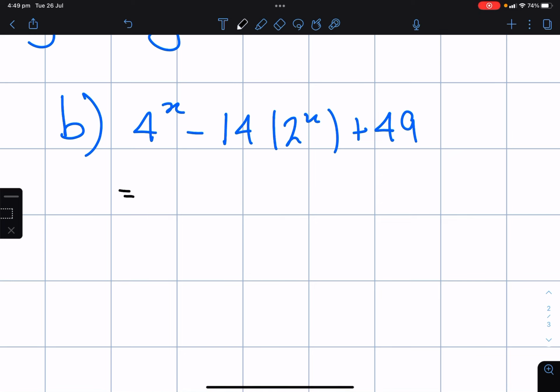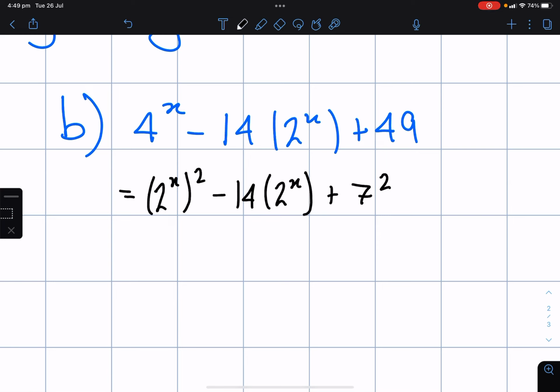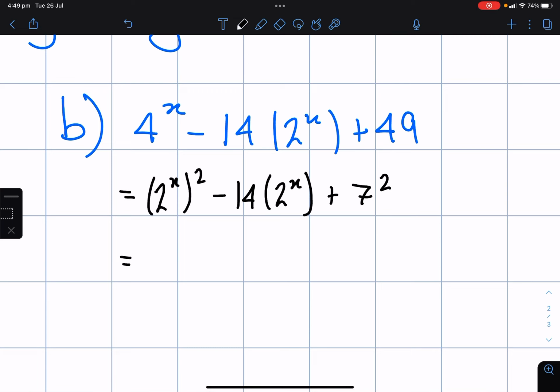So 4 is 2 squared, but I'm going to write that straight away as 2 to the power of x squared. So using that process as before, I'm going to leave 14 times 2 to the power x in here, and we're going to write this as 7 squared. All right, so for perfect squares to be true, a is 2 to the power of x and b is 7. So we need to check that this middle term is equal to 2 times a times b.